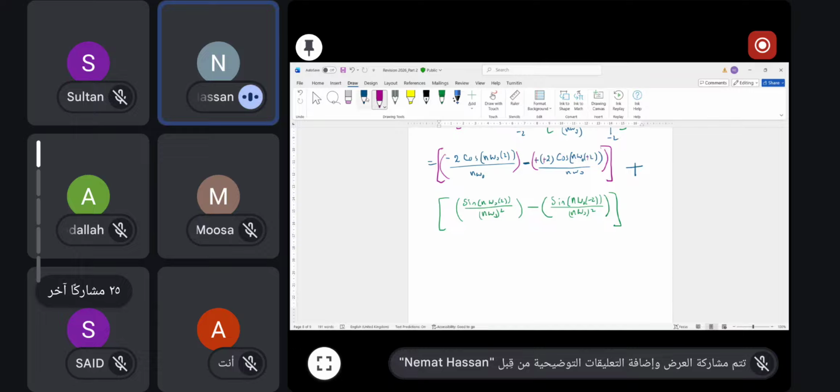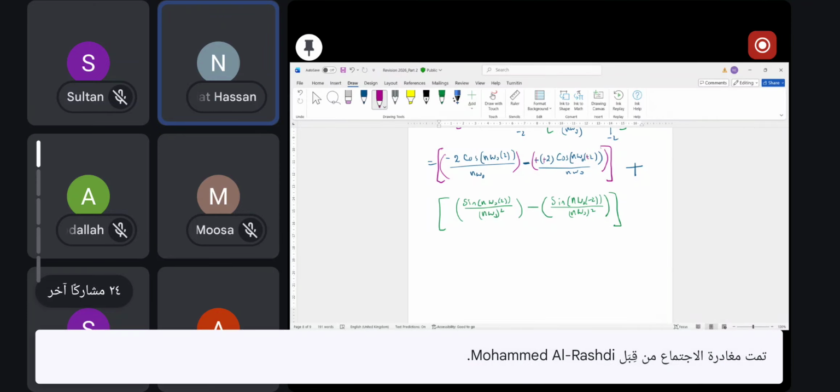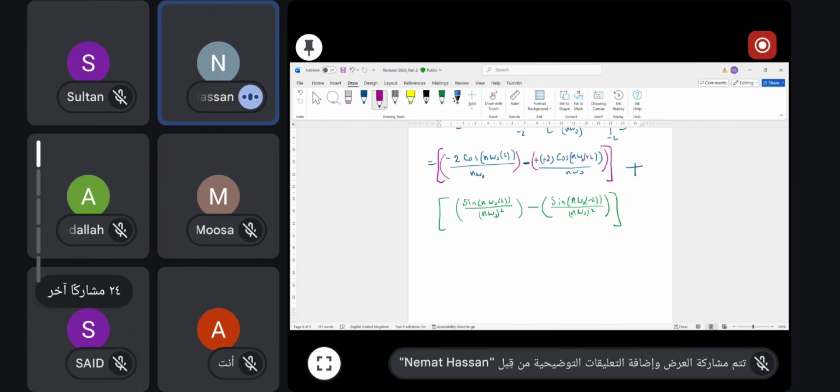In this last step, this minus 2 we can convert to positive, right? Because we know that cosine x is equal to cosine minus x. So this becomes plus, which means we have minus 2 cosine n omega naught 2, minus 2 cosine n omega naught 2. So it's the same term repeated twice, both in negative sign, which means this becomes minus 4 cosine n omega naught 2 over n omega naught. Do you agree with that?